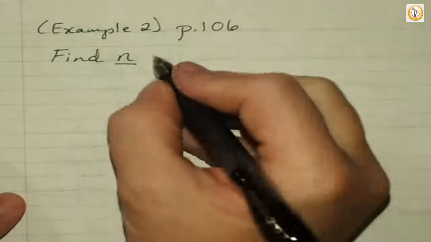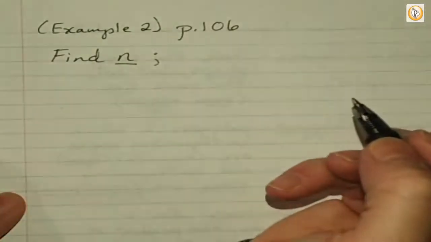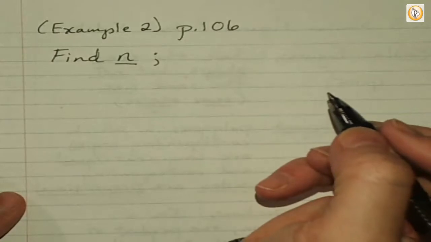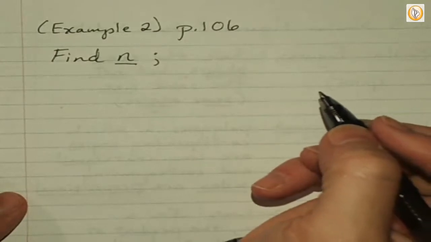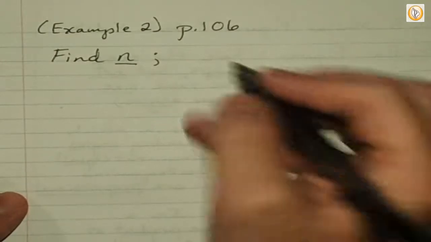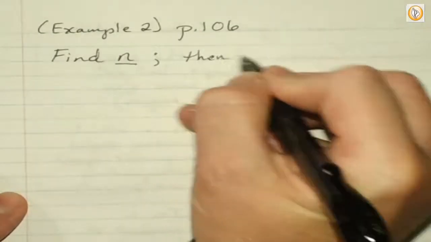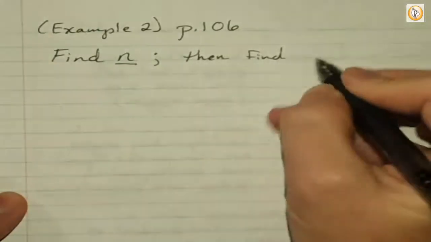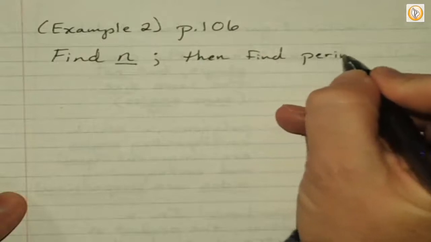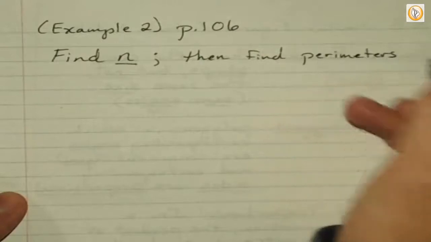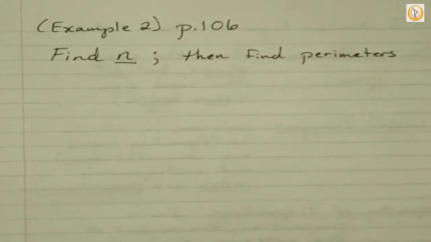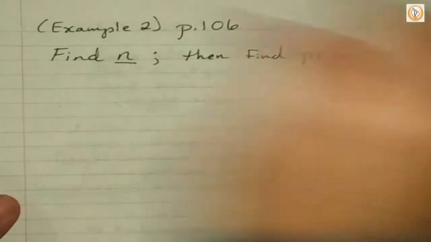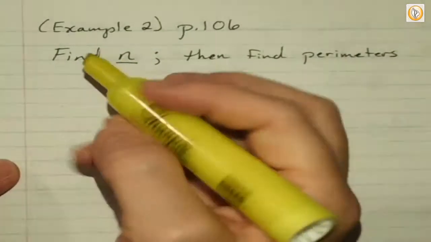The second part, basically what they're asking, boys and girls. Now you see why we do these examples together. Then find perimeters. That's basically what they're asking in that blah, blah, blah. So we're going to start with finding N.